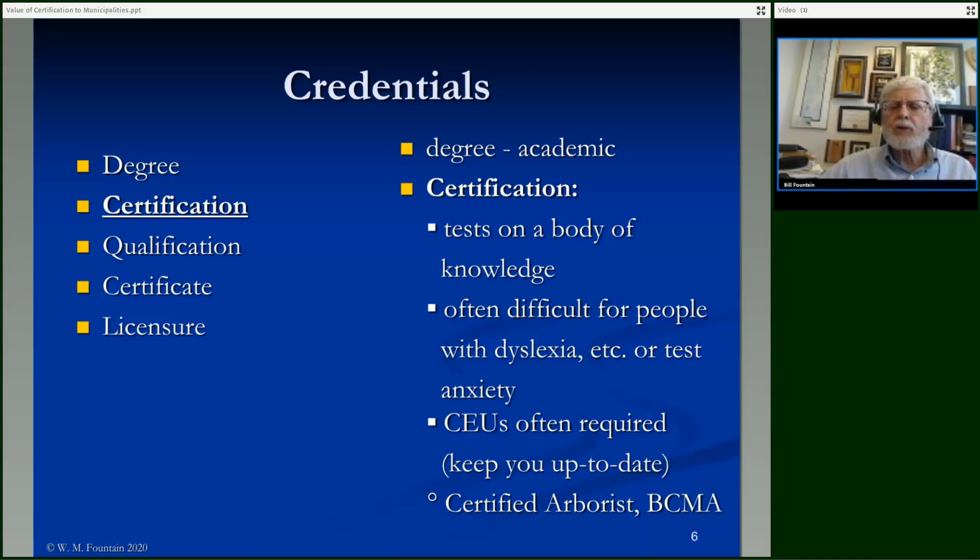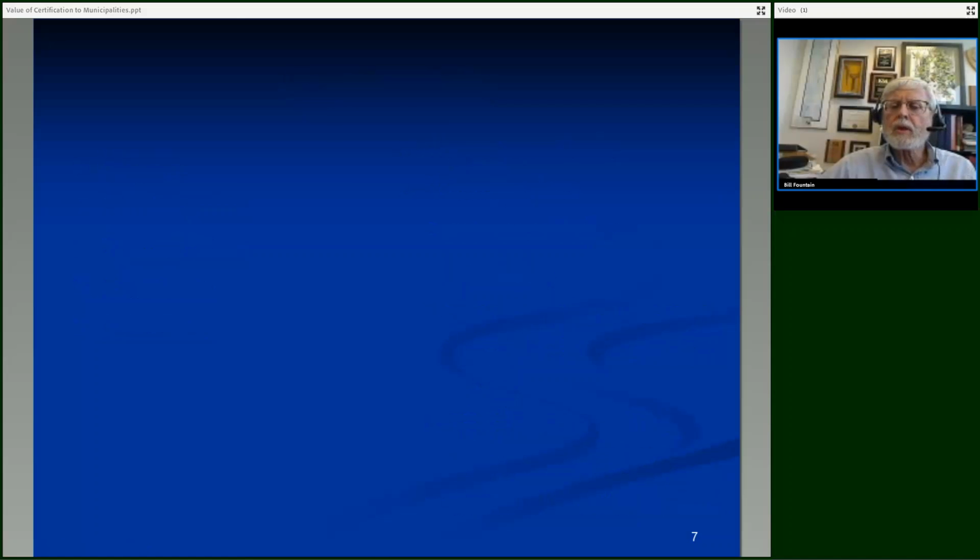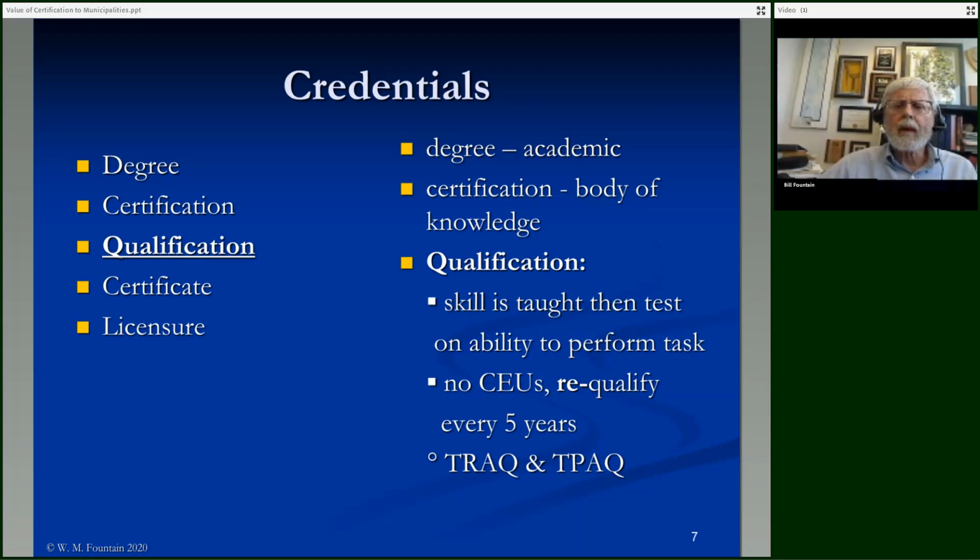So with certifications, CEUs are oftentimes required, and people mumble and grumble over the CEUs. "I've got 2 more months before my renewal comes due. I need 5 CEUs. Where can I get them quick and preferably cheap?" So these CEUs were actually built into the certification program so that they would keep you, the provider of services, up to date. Our Certified Arborist program is an example of that, and is one of the things that we require for that. There are a few extra CEUs that are required for the BCMA program.